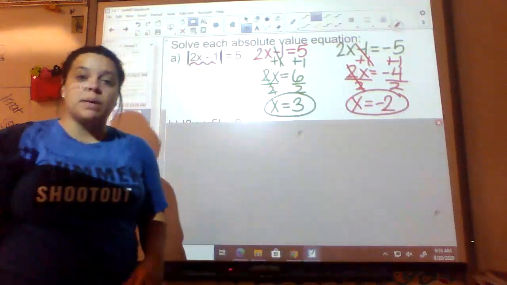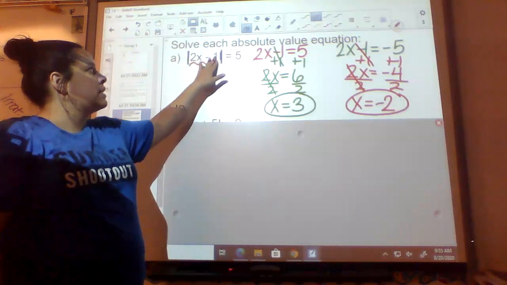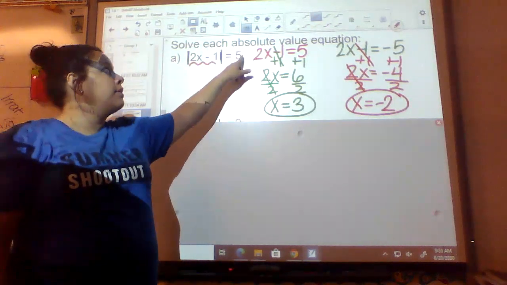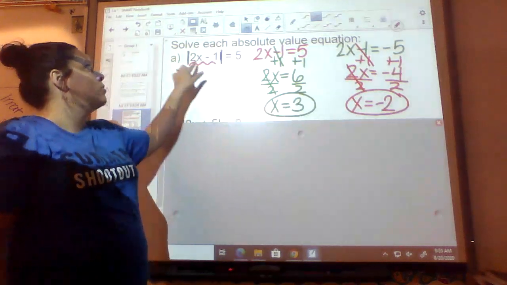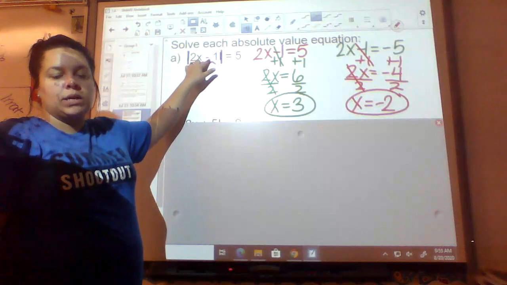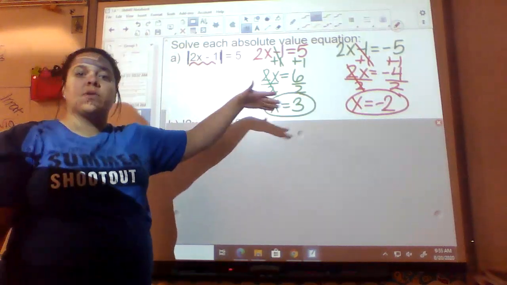And I want you to mentally check these. 2 times 3 is 6, and 6 minus 1 is 5. And what's the absolute value of 5? 5, so it's right. Check negative 2. 2 times negative 2, negative 4. Negative 4 minus 1 is negative 5. And what's the absolute value of negative 5? Positive 5, so they're both right.